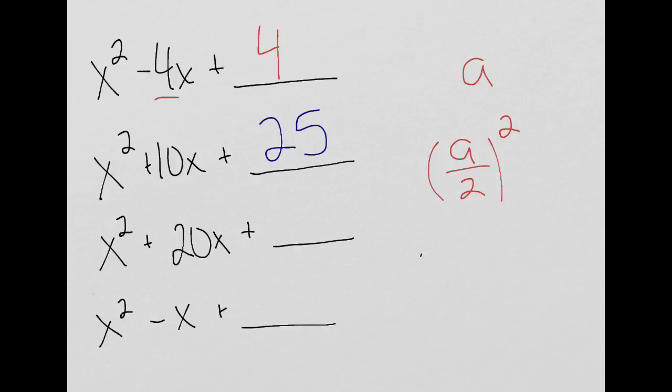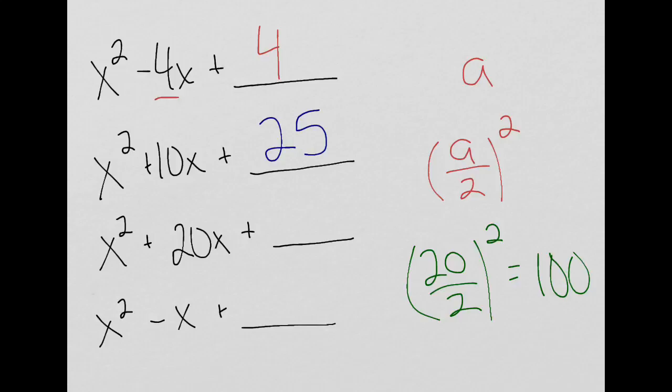For the third one, I'm going to take 20, I'm going to divide it by 2, I'm going to do it all in one step here and square it. So 20 over 2 is 10, 10 times 10 is 100. So to complete the square on this, I add 100.